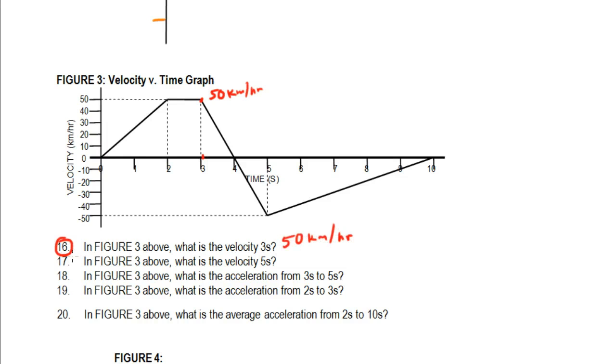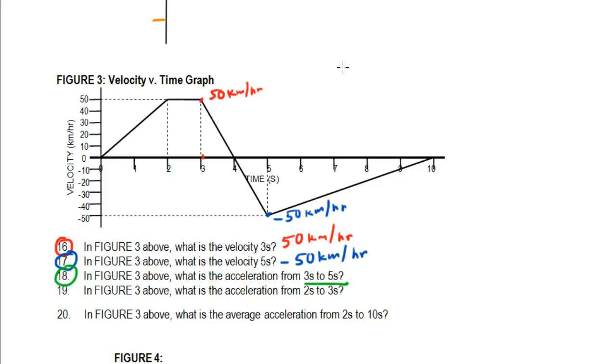17. In figure 3, what is the velocity at 5 seconds? 5 seconds, you are at negative 50 kilometers per hour. 18. Acceleration from 3 to 5 seconds.